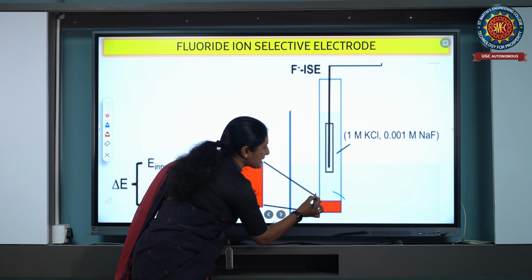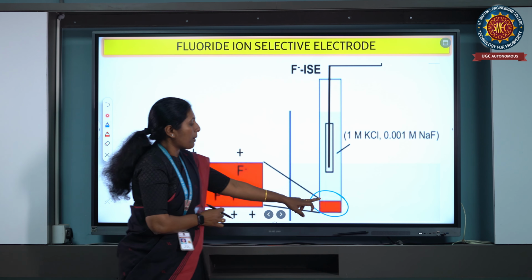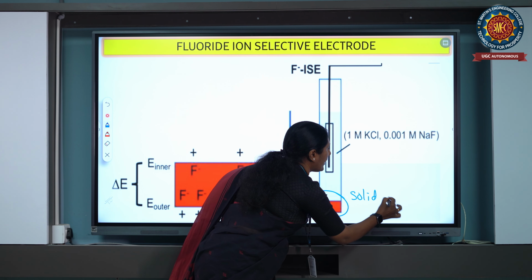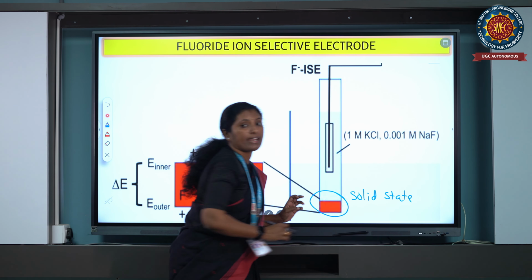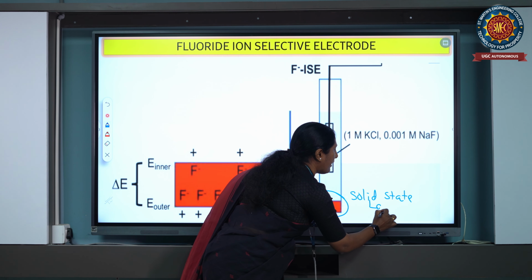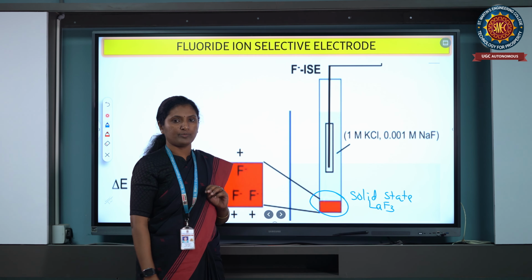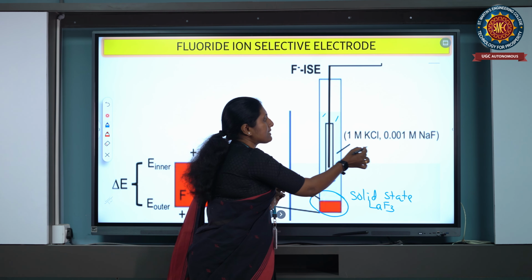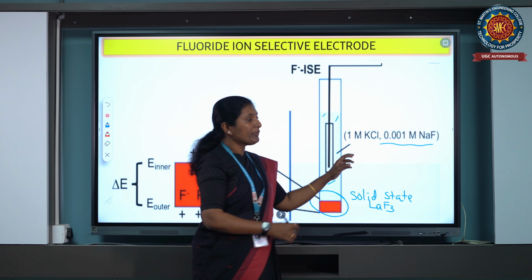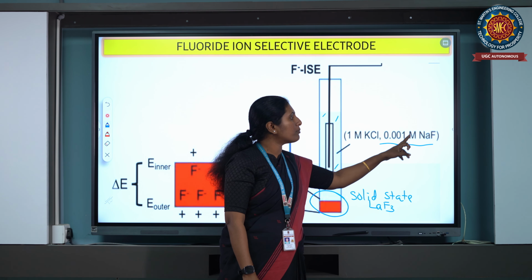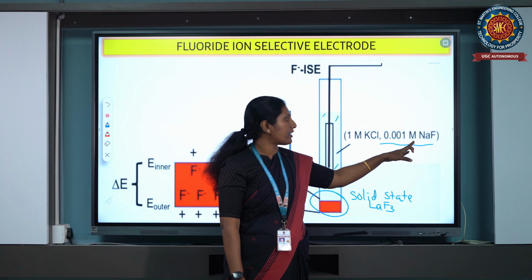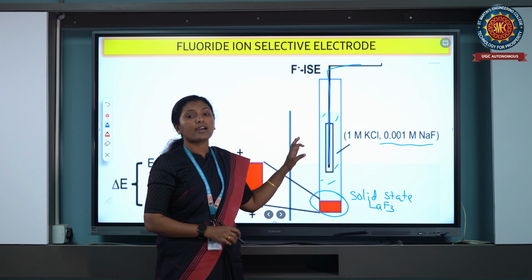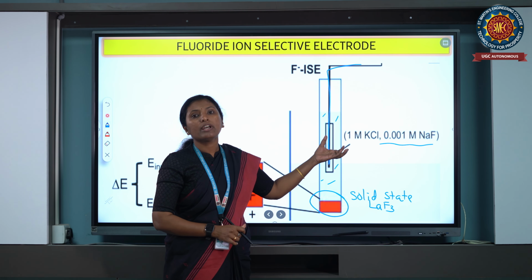See here, this part, this is the membrane. What is the membrane? It's a solid state membrane. It is made up of lanthanum fluoride, LaF3. Okay, so this is a membrane. Next, inside you can observe some solution. So this is an electrolyte containing very low concentration, that is 0.001 molar sodium fluoride. Very low concentration of sodium fluoride. Next one, the electrode is there. Okay, so these are the components of the ion selective electrode.